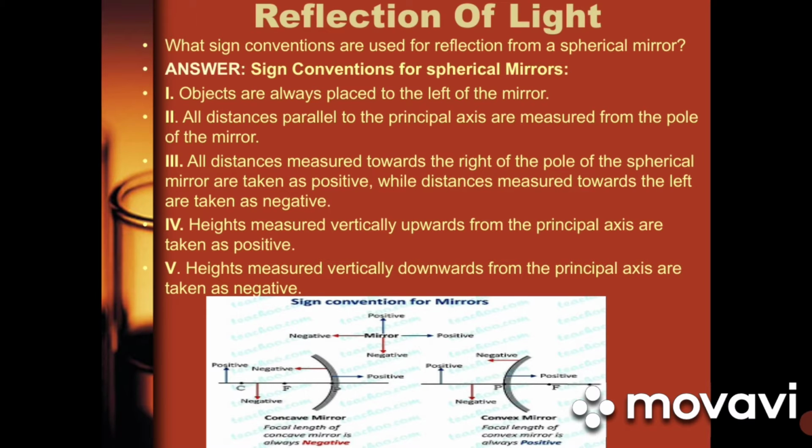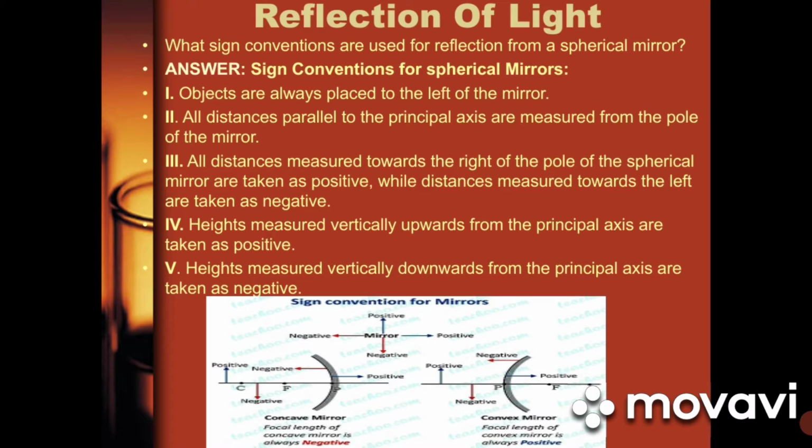What sign conventions are used for reflection from a spherical mirror? Answer: the sign conventions for spherical mirrors are as follows. Objects are always placed to the left of the mirror. All distances parallel to the principal axis are measured from the pole of the mirror. All distances measured towards the right of the pole of the spherical mirror are taken as positive, while distances measured towards the left are taken as negative.